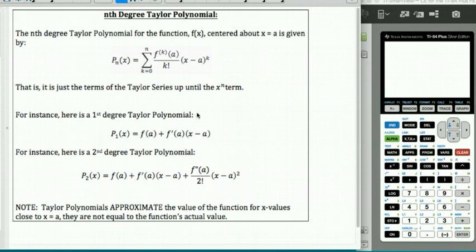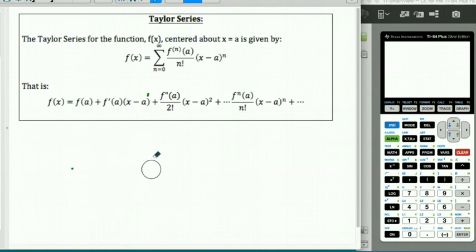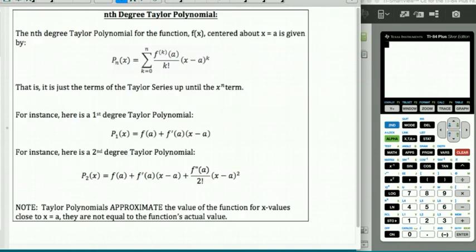Note that Taylor polynomials approximate the value of a function for given values of x close to a. They're not equal to the actual function, they approximate the function. But if you go back a step, this is actually equal, right? Like the infinite series actually is equal to the function on the interval of convergence, and we'll talk more about that in 10.13. All right, so moving on.